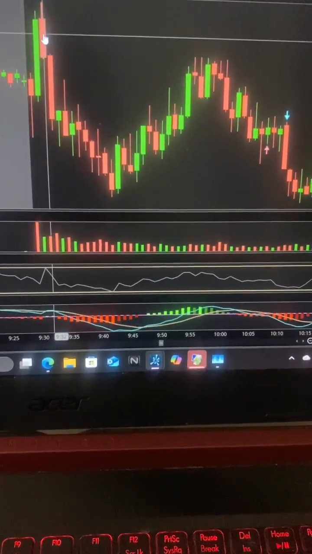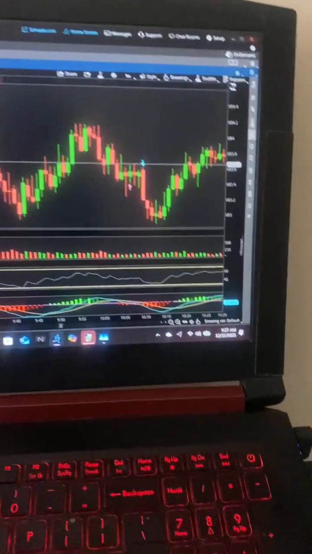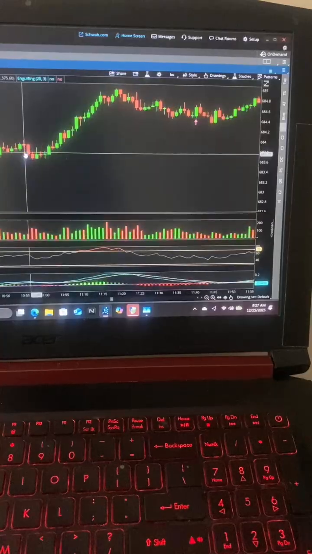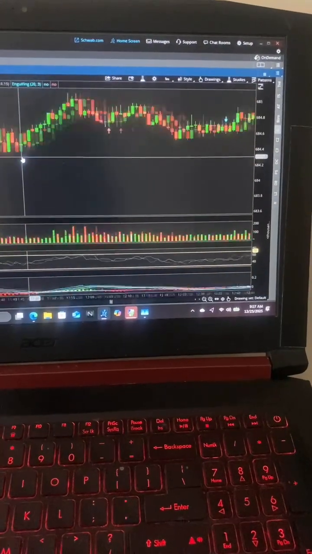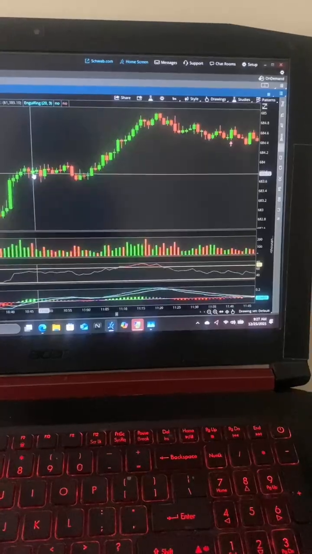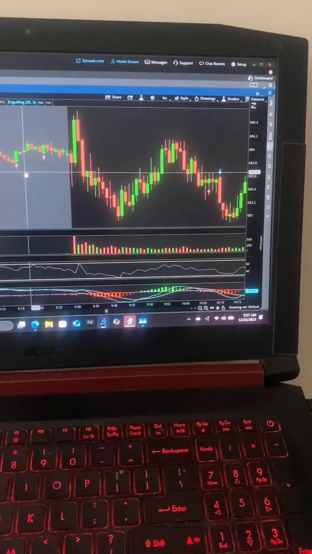1, 2, 3, 4, 5. It's telling us to the upside. That line is the entry. Look at that. Look at that. Now let's go back to the first.